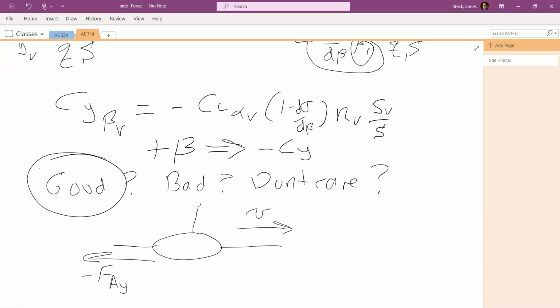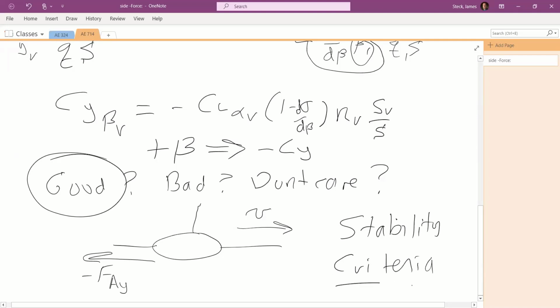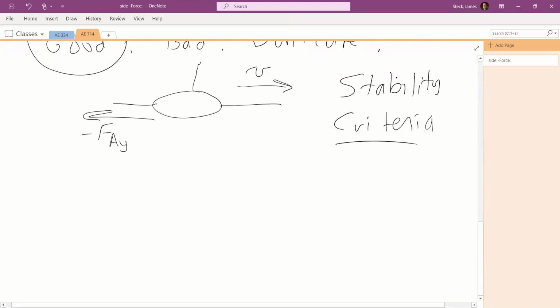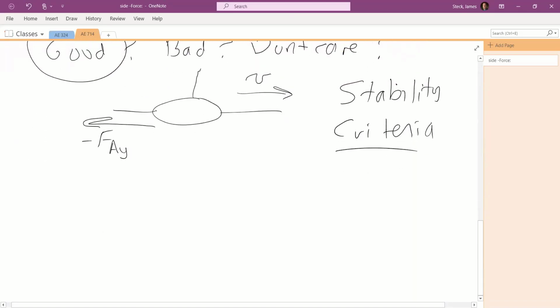And that's, we're starting to talk about what's the stability criteria, which we've talked about in 514 as well. So a lot of this is review. A lot of it will be going into more depth. And we're taking it faster in here than we did in 514 to get everybody up to speed. All right, so the next one is Cy delta A. That's the side force due to aileron.